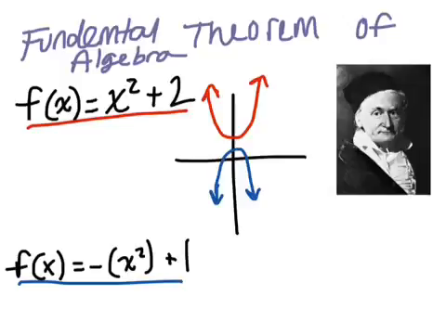He realized something happens in every polynomial function, and that is that the amount of solutions for every polynomial function is equal to the degree of that function. So, for example, I've got two functions here. We've got x squared plus 2, that's this red parabola, and then we have negative x squared plus 1, that's this blue parabola here. According to this rule, both of these functions should have two solutions.